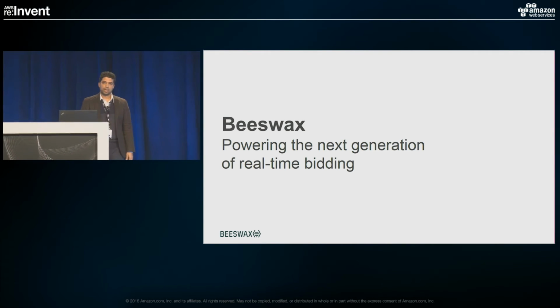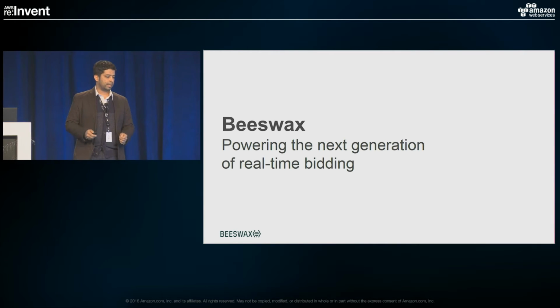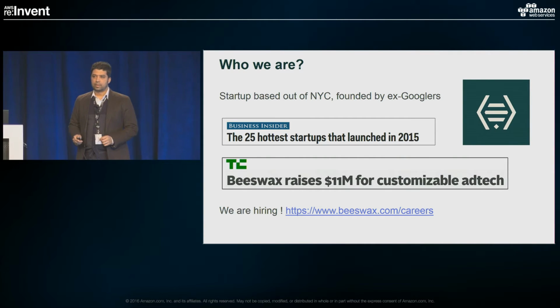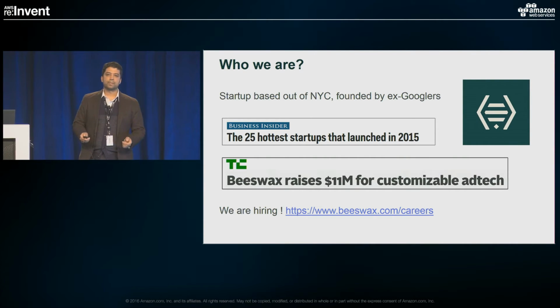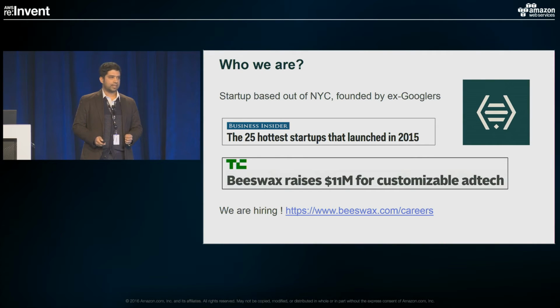Good afternoon. I'm Ram, CTO of Beeswax. And today I wanted to share with you our experiences of building a streaming application on top of Kinesis. So before we get started, a quick introduction to Beeswax. This is a company that I started with two of my former colleagues from Google. We started the company in 2014. It's based out of New York. And our first product was released in summer of 2015. It's called Beeswax Bidder as a Service. I'll talk more about Bidder as a Service in my following slides.